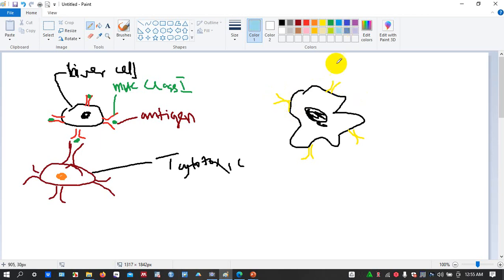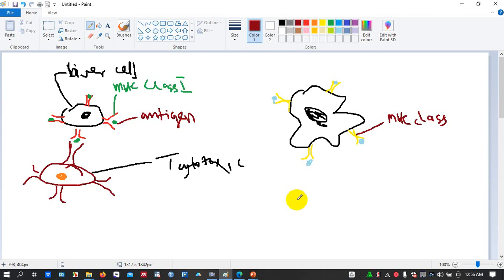So where is the antigen? Here, antigen here, antigen here, antigen here, antigen here. And this is the MHC. This is MHC class 2. This receptor is called MHC class 2.